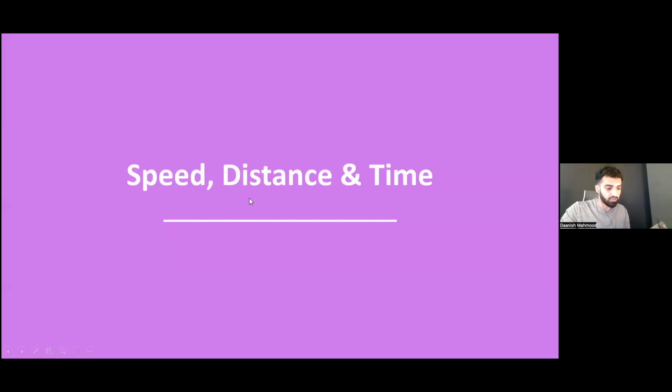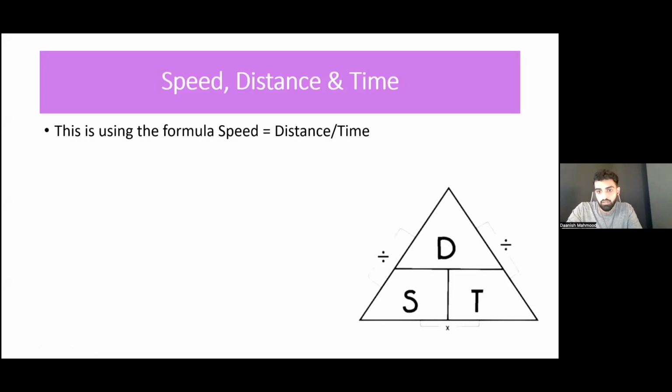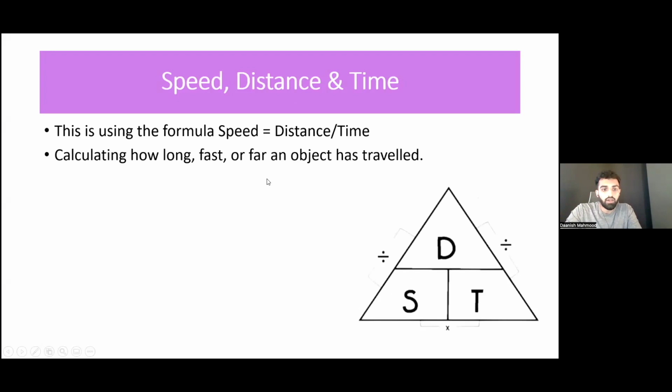Okay, the next question type is speed, distance, and time. This is using the formula speed equals distance divided by time. I'm sure many of you are familiar with this. This is the little triangle that they teach you in school about speed, distance, and time. You cover up the answer that you're trying to figure out. So if I'm figuring out distance, I cover up distance, and I'm left with speed times time. And the same if you're covering up speed, it's distance divided by time.